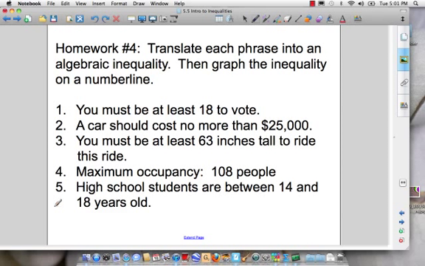You must be at least 18 to vote. That's a statement about age. So if you want to use an A, that's fine, but you don't have to. And then after you write it as an inequality, go ahead and draw a number line and show it on the number line. Have this ready for class next time.